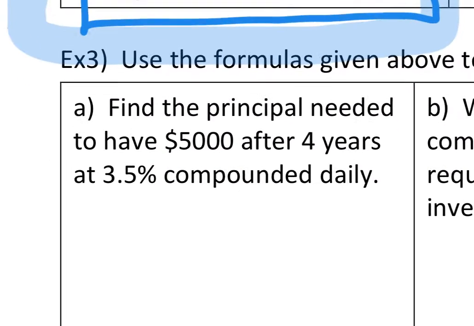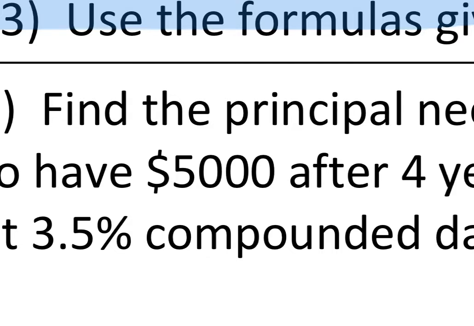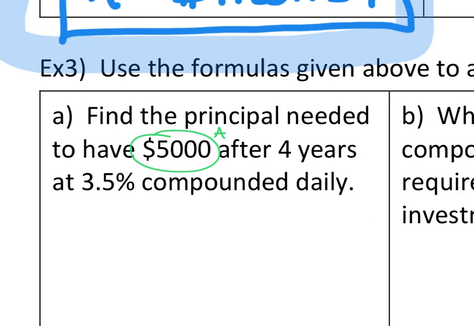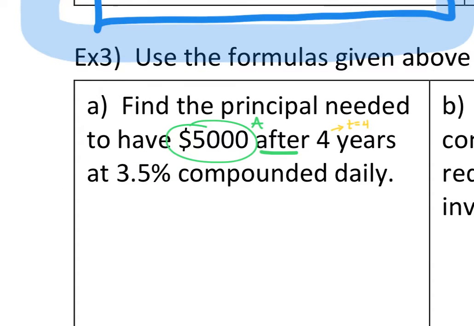So here, for example, you're going to solve for the principal. You want to have $5,000. That's your A value, the amount after 4 years. The 4 years, that's your T value. That's how much time you're leaving the money in the savings account.